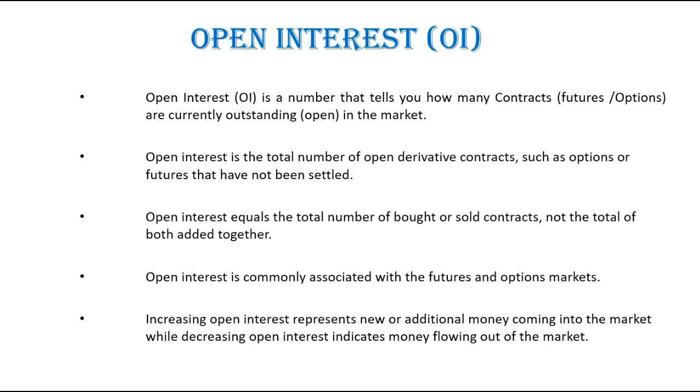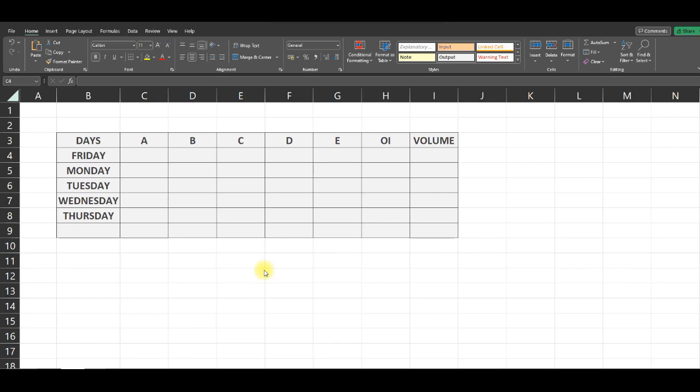I hope you are now all clear with the definition of open interest. Let us see how OI is calculated. So these are the traders: trader A, trader B, trader C, like that. This is the OI and the volume. Say for example, trader A is buying 10 contracts and trader B is selling 10 contracts. So the OI is 10. Those are the unsettled contracts. And the volume traded on that particular day is 10.